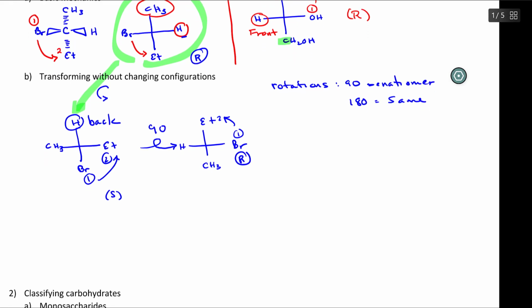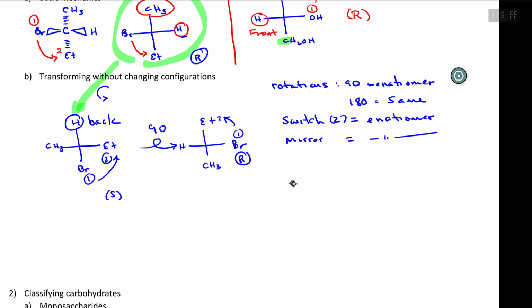Now, you can switch two groups, as you remember from before. Switch 2, and that equals the enantiomer. You can draw the mirror of it, and that's also the enantiomer.